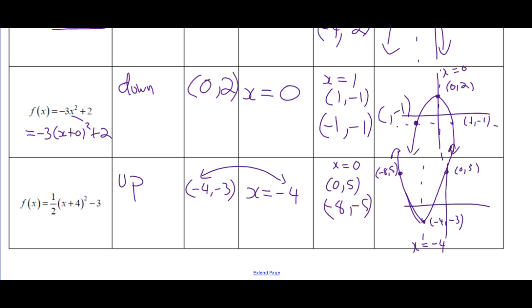When I put x as 0, 0 plus 4 is 4, squared is 16, half of that is 8. 8 minus 3 is 5. I get the point 0, 5. I draw this out. I've got my axis of symmetry. Here's my vertex. Here's 0, 5. That's 4 units to the right. I need to go 4 units to the left. 4 units left of negative 4 is negative 8. Okay, questions?